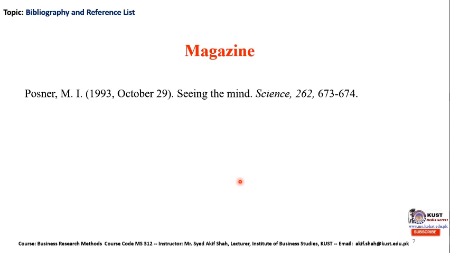How to refer to a magazine? It's very simple. Write down the year of publication, which is 1993, October 29. The name of the magazine article is Seeing the Mind, full stop. The publisher is Science, and the page numbers are 262, 673 and 674.